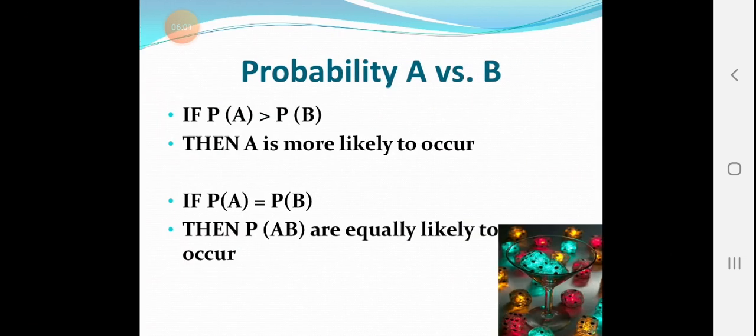Now, probability A versus B. If the probability of event A is greater than the probability of event B, then A is more likely to occur because A already has more events. If the probability of event A is equal to the probability of event B, then we can say that A and B are equally likely to occur.